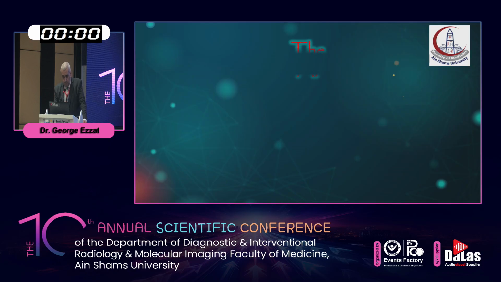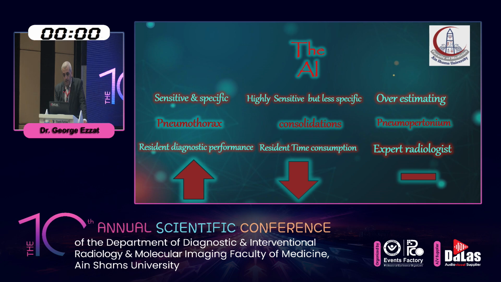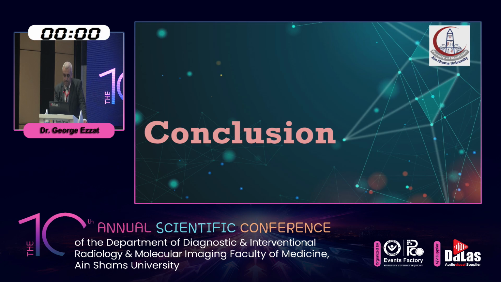To summarize, with this Lunit chest X-ray software, the best finding in detection was pneumothorax. It was both sensitive and specific. In consolidations, it is highly sensitive but less specific and needs confirmation by consultant radiologists if the probability score is less than 60%. But we found in other cases, not in this presentation, that it sometimes overestimates pneumoperitoneum when there isn't any, and that needs to be excluded by an expert radiologist.